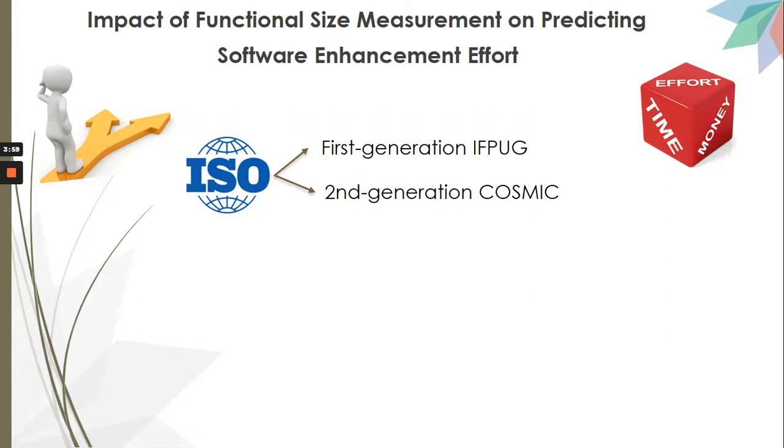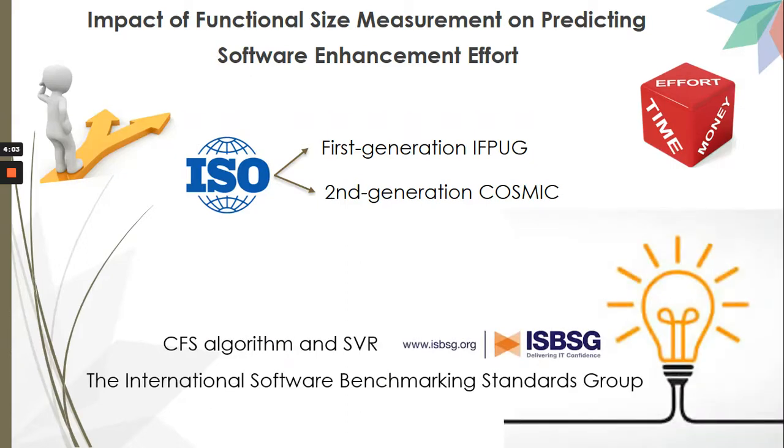The prediction here is carried out by applying the correlation-based feature selection algorithm and support vector regression using the dataset repository, the ISBSG, the International Software Benchmarking Standards Group, for training and testing the models.